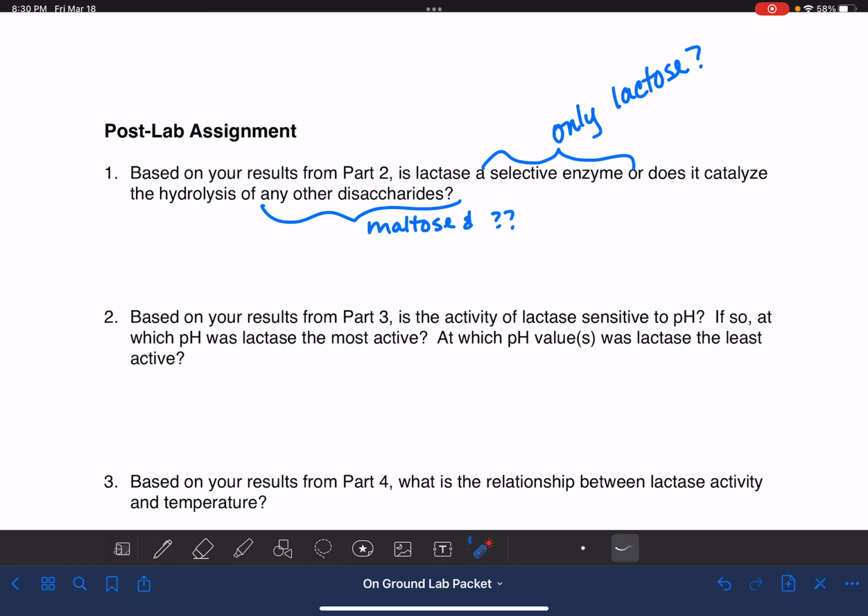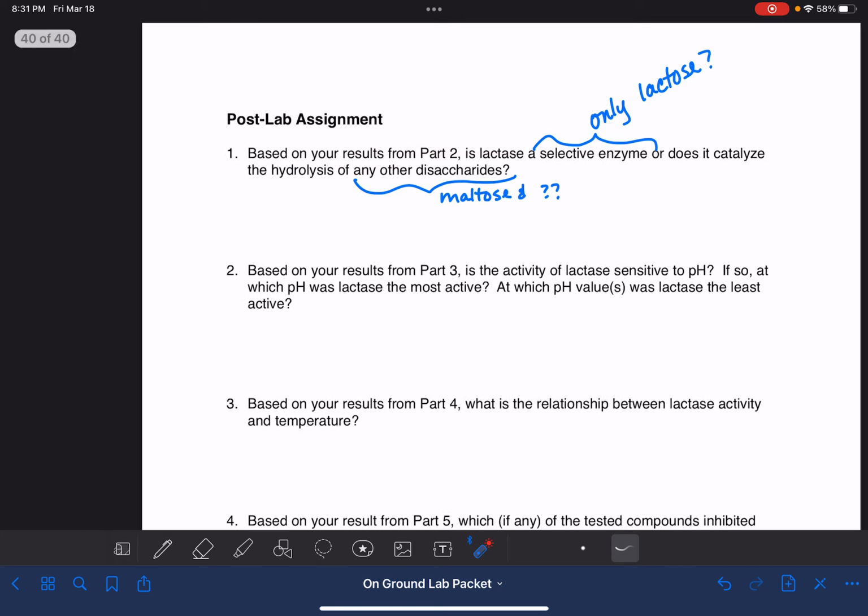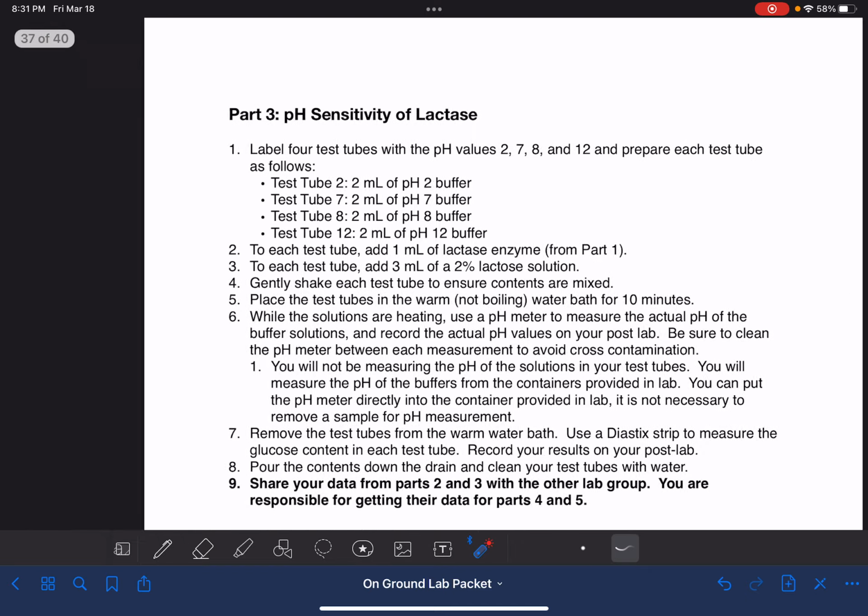I'm trying to remember maltose, and I don't remember what the third one is. But you're going to be answering this question based on the numbers that you got from the test strip. Was the amount of glucose produced by maltose and the other one a lot of glucose? Yes or no? If it produced a lot of glucose, then that means that, yeah, it's doing a pretty good job as an enzyme for other types of disaccharides.